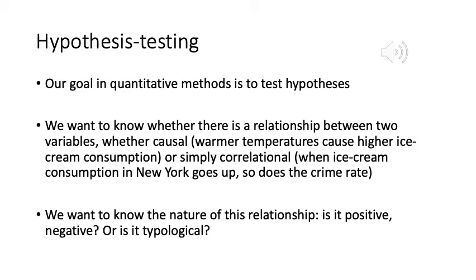We want to know whether there's a relationship between two variables, whether this is a causal relationship. For instance, warmer temperatures cause higher ice cream consumption, or simply a correlational relationship. When ice cream consumption in New York goes up, so does the crime rate, but they don't cause each other. We also want to know the nature of this relationship. Is it a positive relationship? Is it a negative relationship? Or is it a typological relationship, particularly with categorical level variables?